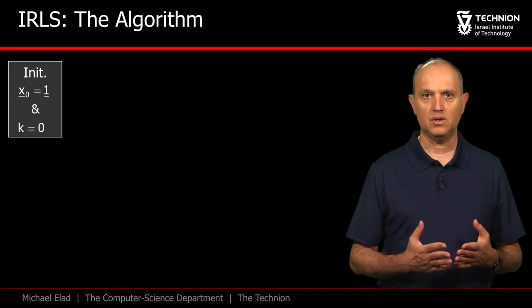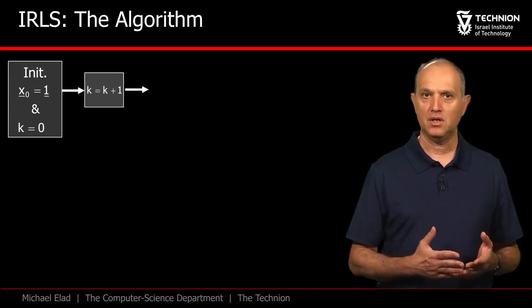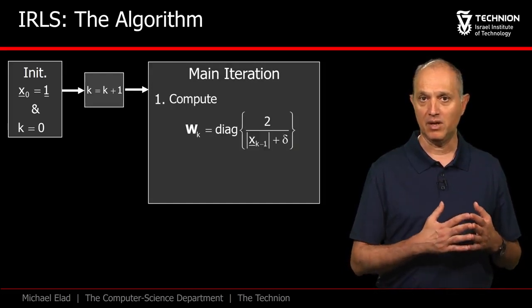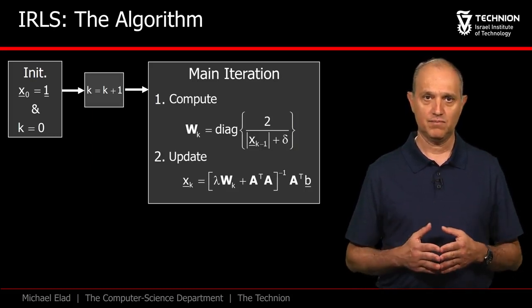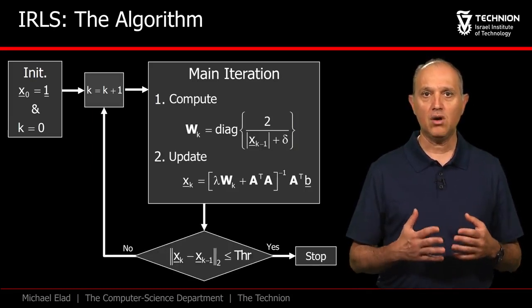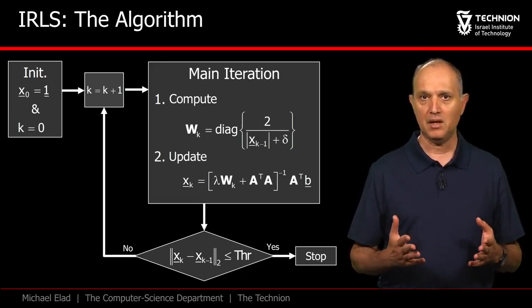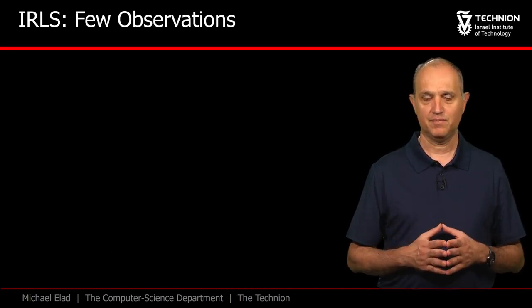We initialize the algorithm with a vector of 1s and apply a series of the following iterations. In each iteration, we first compute the weight matrix based on the currently available x, and then we update x based on the linear system we have seen. The algorithm proceeds as long as we see a sufficient update to the solution x. This is a very simple algorithm, easy to implement, and this explains its appeal.